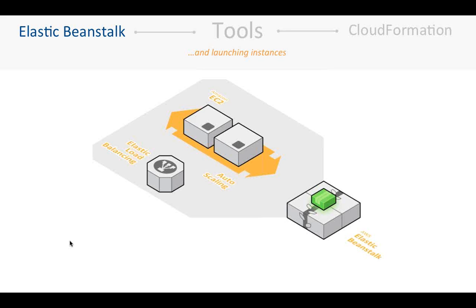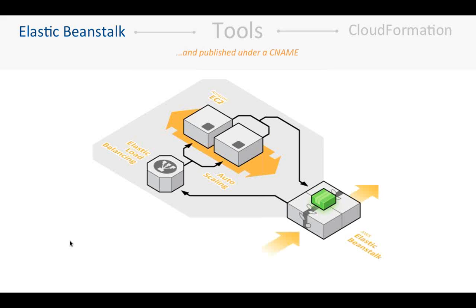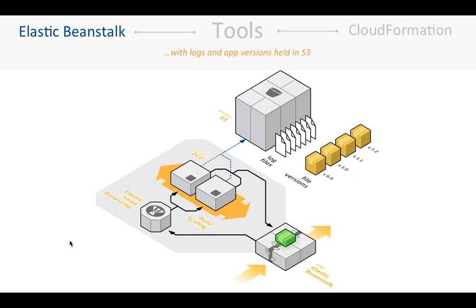Then Beanstalk deploys the right number of instances, so it's right-sizing your environment based on the load. And it manages everything, including RDS databases, if you want a database for your application. It provides you with a CNAME where you can point your traffic. A CNAME is the domain name for your solution. All the logs and all the application versions are stored in Amazon S3, which is our storage for the internet. And remember, S3 has 11 nines of durability.